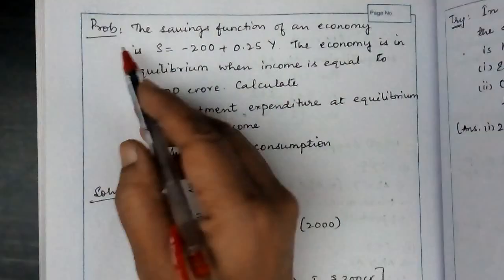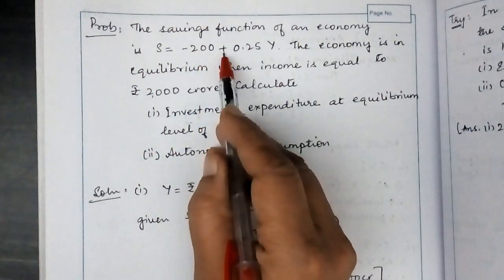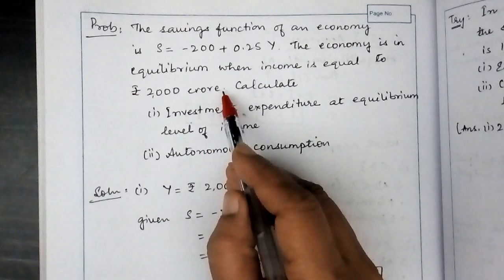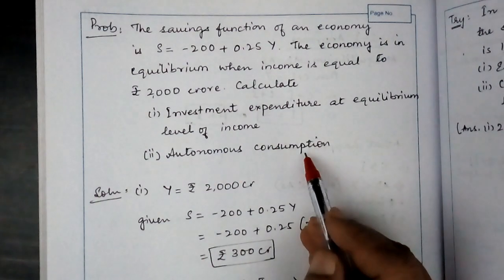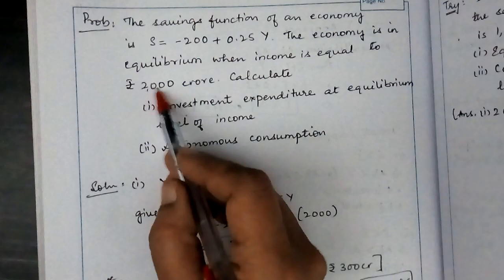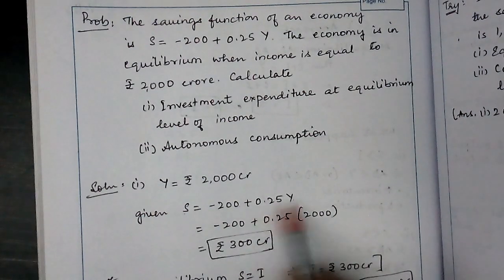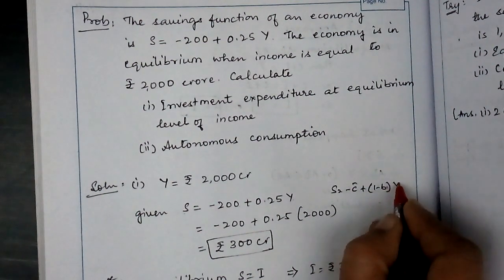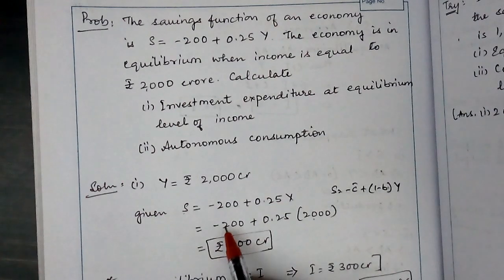Based on what we learned just now, let's try to solve a problem. The problem reads: the savings function of an economy is S is equal to minus 200 plus 0.25Y. The economy is in equilibrium when income is equal to rupees 2000 crore. Calculate investment expenditure at equilibrium level of income and autonomous consumption. Now we are given income equal to 2000 crore and the saving function equal to minus 200 plus 0.25Y. If you convert this into your formula, you get S is equal to minus C bar plus (1 minus B)Y. So putting the value of income over here, we get minus 200 plus 0.25 of 2000, you get rupees 300 crore.